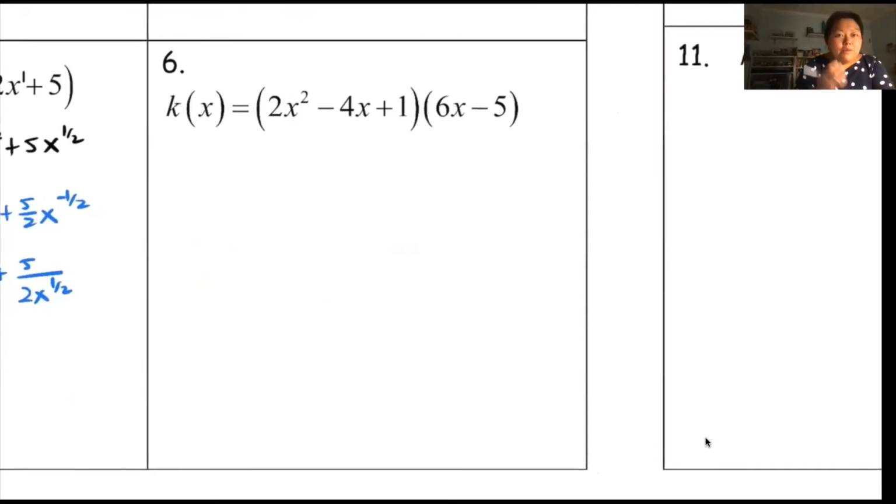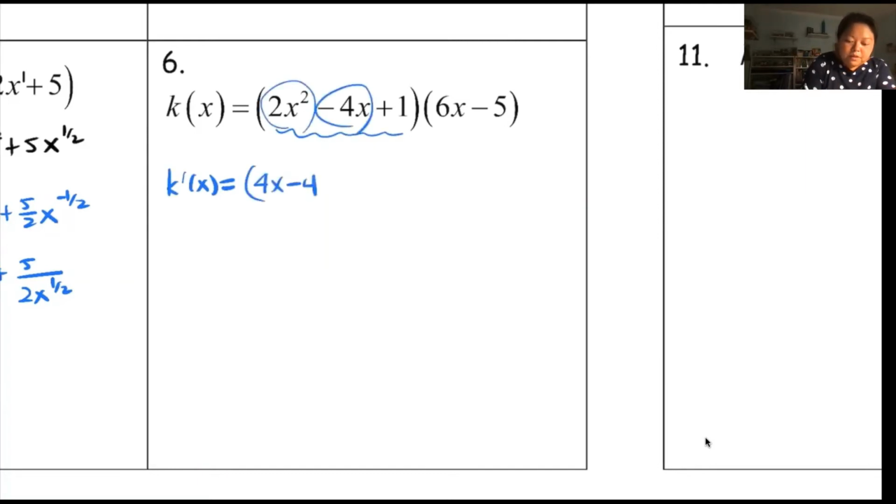So again, problems like this, I would strongly recommend you multiply it out, but because this is notes, we're trying to practice using the product rule. So we're going to try practicing the product rule with this. Okay, f prime of x equals, take the derivative of the first one. The derivative of this is 4x minus 4. The second term gives me minus 4. Keep the next door neighbor, 6x minus 5.